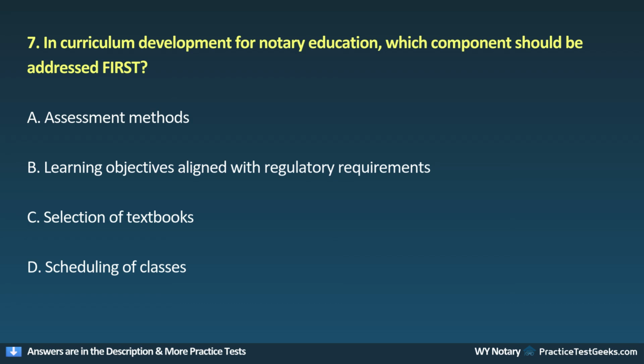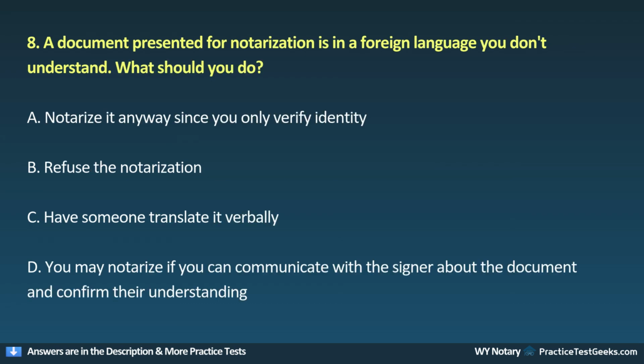7. In curriculum development for notary education, which component should be addressed first? A. Assessment methods. B. Learning objectives aligned with regulatory requirements. C. Selection of textbooks. D. Scheduling of classes.